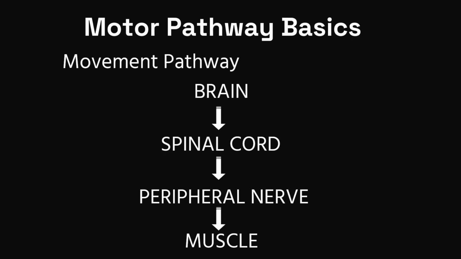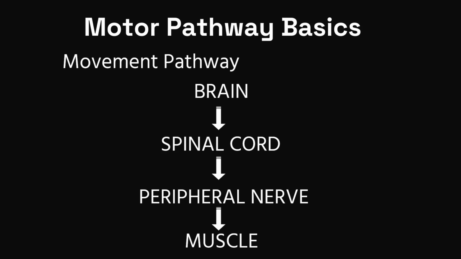Imagine you want to pick up a water bottle. It seems simple, right? But a lot of things happen inside your nervous system. First, the brain decides to perform the movement. That command is generated in the motor cortex, and the signal travels downward through the nervous system. Eventually, it reaches the muscle, and then the muscle contracts, obviously. So this entire route is called the motor pathway.